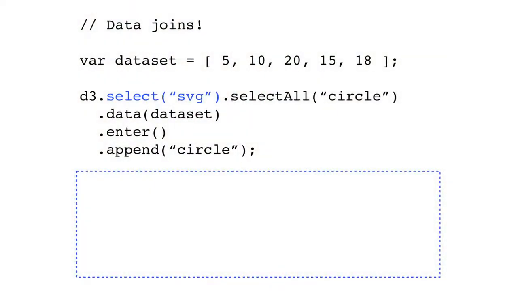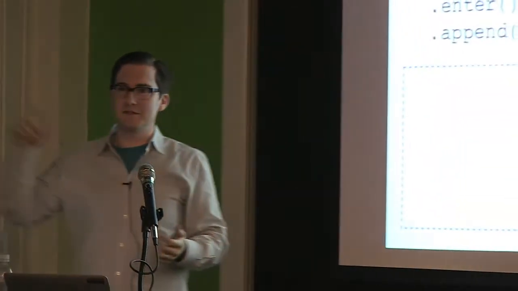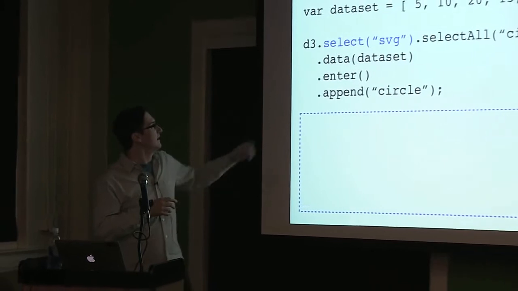So here we have this dataset array that I already made. I have 5 values: 5, 10, 20, 15, and 18. And then this is my first piece of D3 code. So we're going to step through what goes on here. So first I have this D3, which calls the library. If you're used to using jQuery, you probably use like a $ sign. That's the same thing. You're just referencing the library.